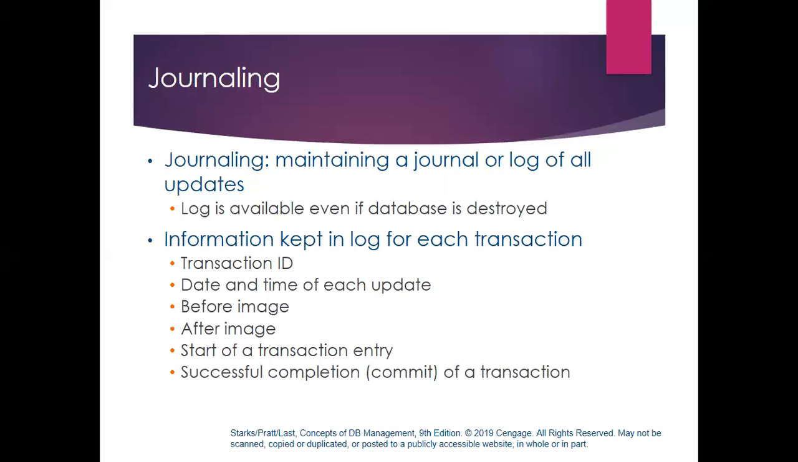Information kept in a log for each transaction includes the transaction ID and the date and time of each update. The log also contains the before image, which is a record of what the data in the row looked like before the update, and the after image, which is a record of what the data in the row looked like after the update. Additionally, the log contains an entry to indicate the start of a transaction and the successful completion of a transaction, also known as the commit stage.